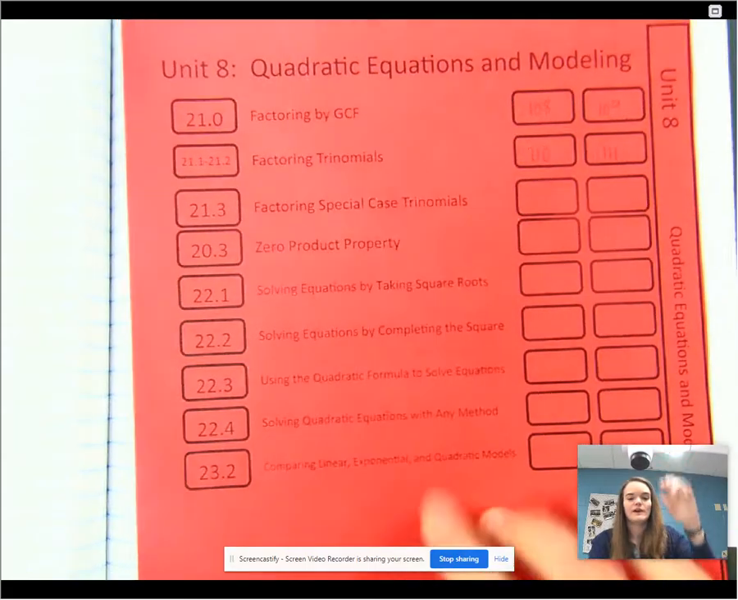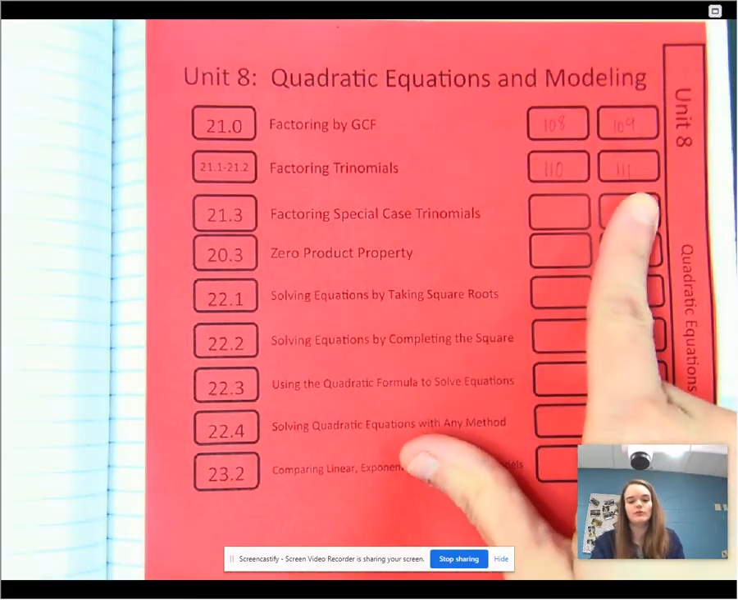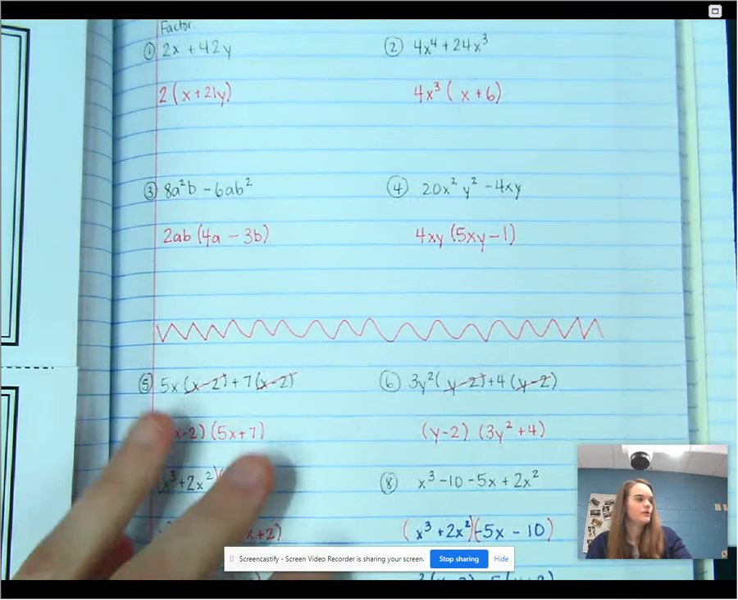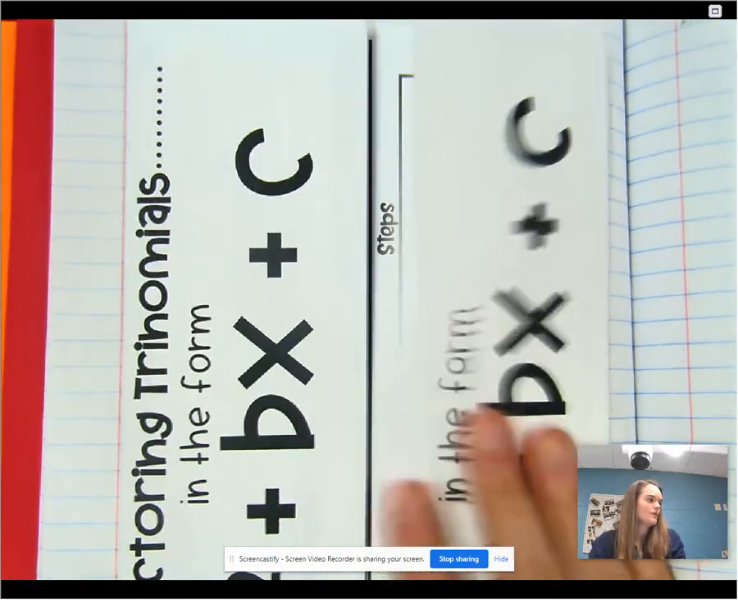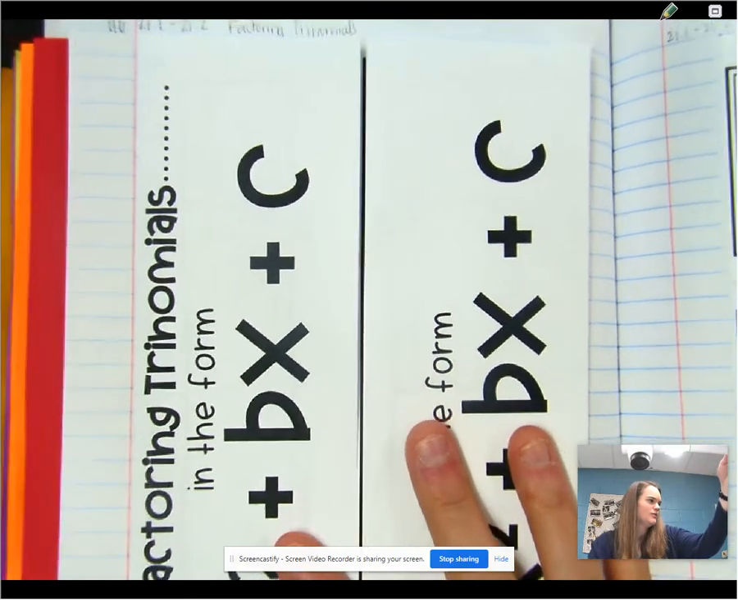All right, we're going to keep going with factoring trinomials. We'll be on page 110 today. We'll do 111 in the next video. So I'm going to turn to that. So we have this foldable on page 110. I'll zoom out so you can see the whole thing.